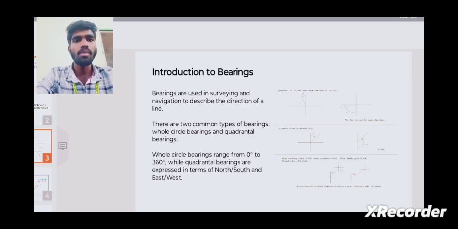Introduction to bearings. Bearings are used in surveying and navigation to describe the direction of a line. These are two common types of bearings: whole circle bearings and quadrantal bearings. Whole circle bearings range from 0 to 360 degrees, while quadrantal bearings are expressed in terms of north or south and east or west as shown in the figures.